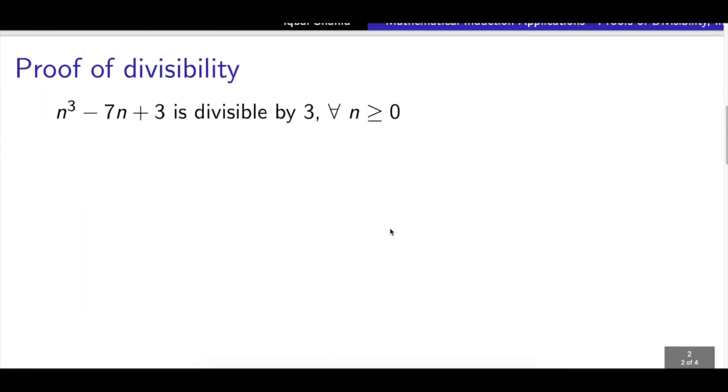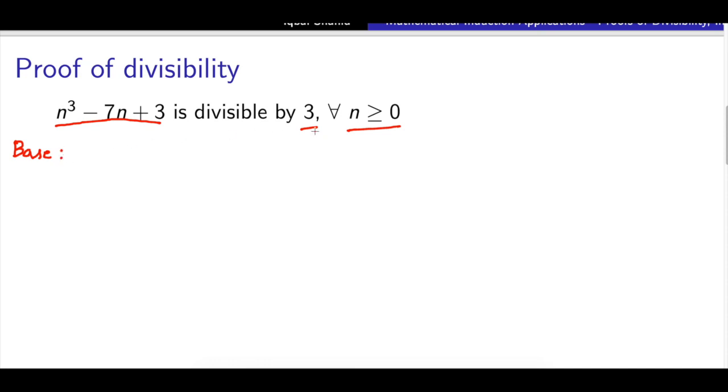So we have to prove that this expression is divisible by 3 for all non-negative integers. Okay, so what we'll do, we'll start with the base step.